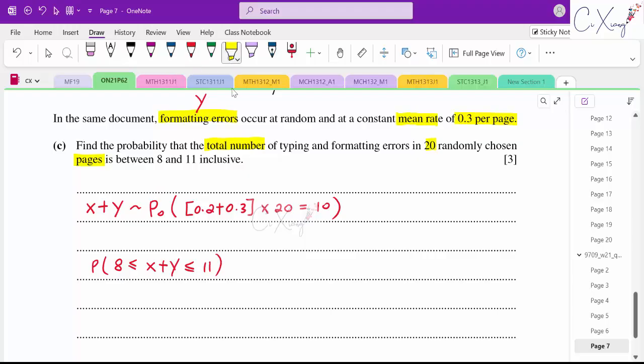Inclusive. Highlight the keyword inclusive as well. The word inclusive tells you that you must have the equal sign for the 8 and also the 11. Then continue. From 8 until 11, what does it mean? It means that you need to start from X equals 8 and end at X equals 11.